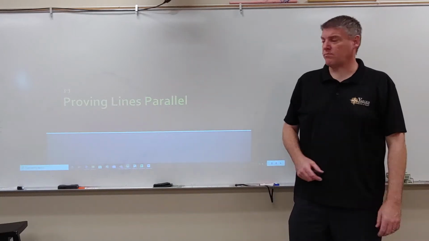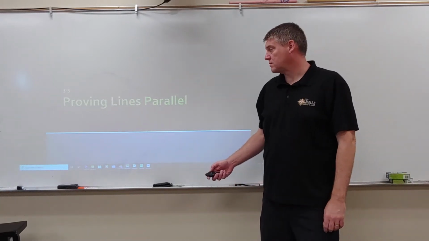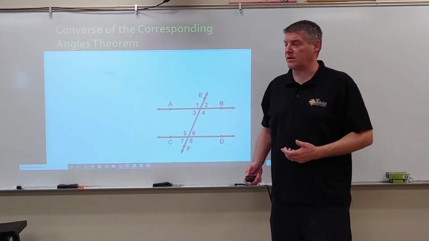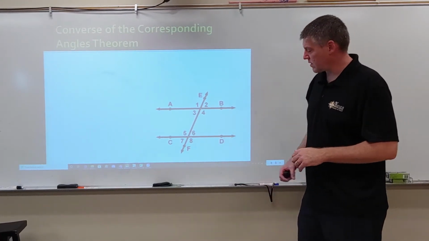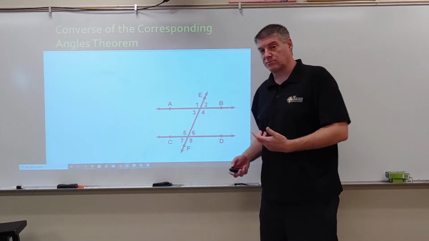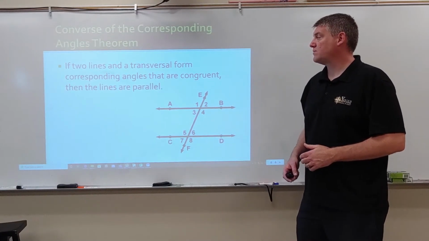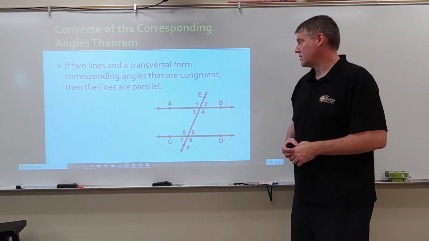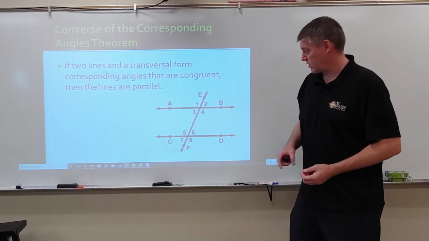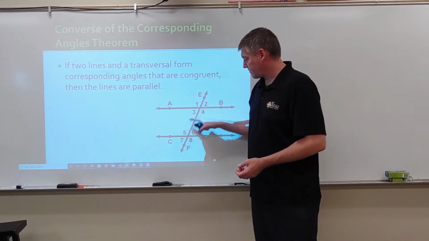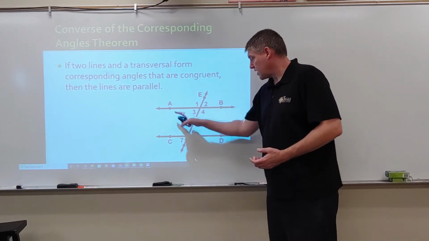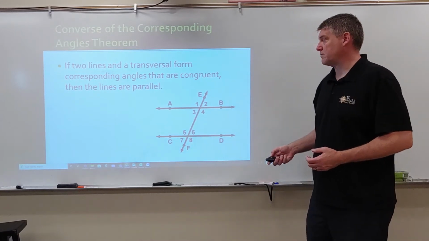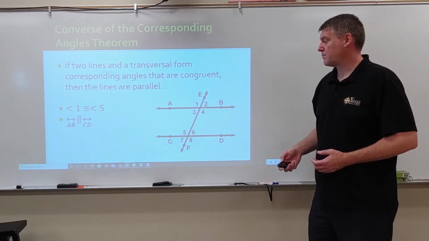We're going to talk about proving lines are parallel today. So the converse of the corresponding angles theorem. If you remember, parallel lines gave us that the corresponding angles were congruent. So if two lines and a transversal form corresponding angles that are congruent, then the lines are parallel. So if I know that 1 and 5 are congruent, then I know line AB is parallel to line CD. All right.